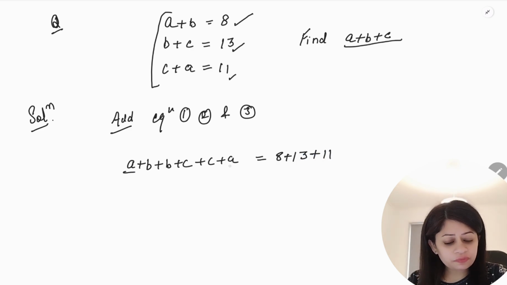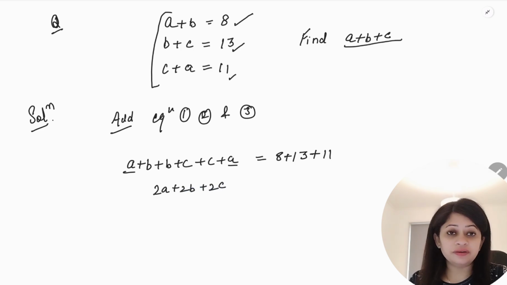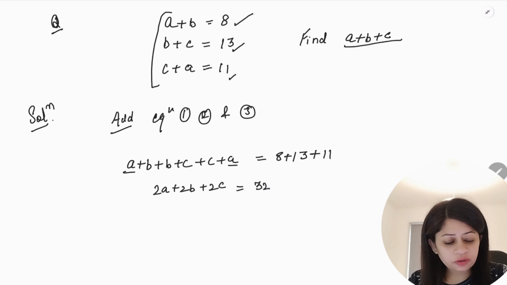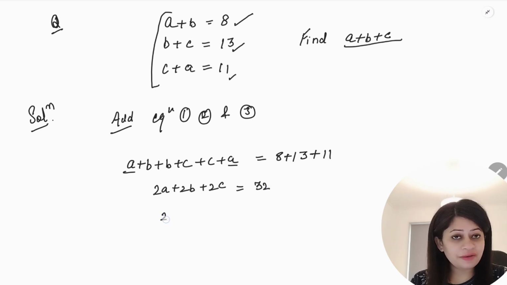and then I add the right hand side. Okay. So this will become a plus a is what? 2a. B plus b is 2b. C plus c is 2c, right? This is our left hand side. And the right hand side is what? If you add them, 8 plus 13 is what? 21. 21 plus 11 is what? 32, right?